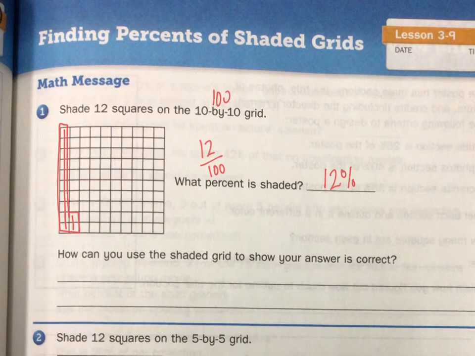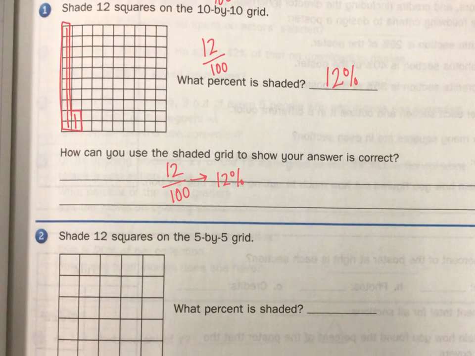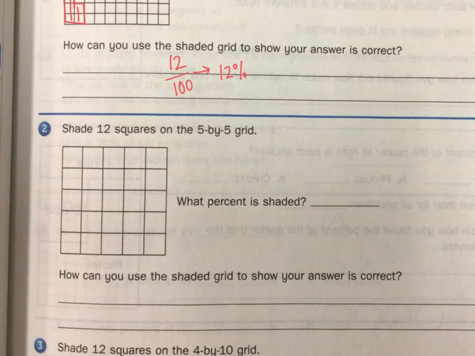Okay, 12 out of 100. How can you use the shaded grid to show your answer correctly? Well, because it's out of 100, it makes it really easy for me to write my answer as a percent, 12%. Okay, if we move on, now they want us to shade 12 squares, except we're in the 5 by 5 grid.